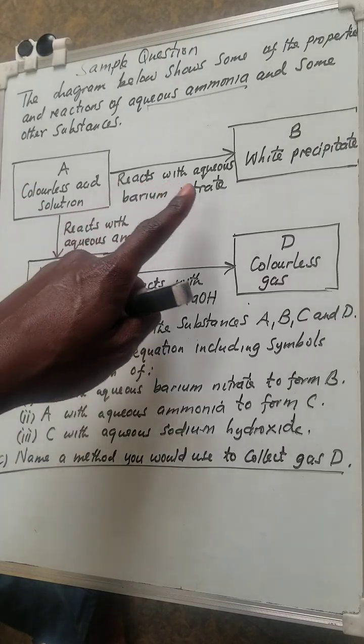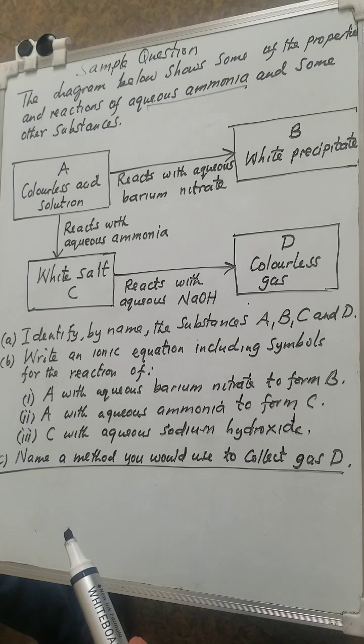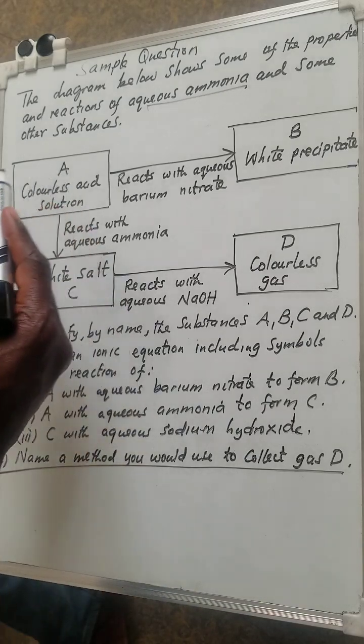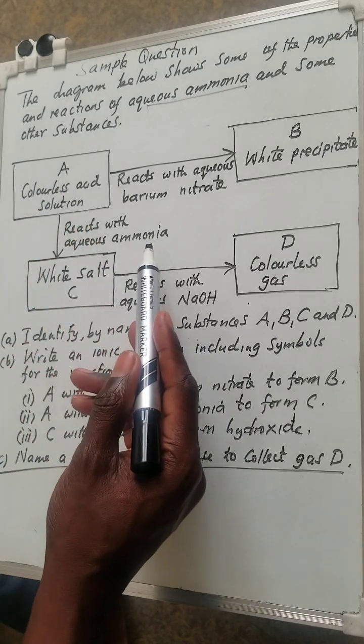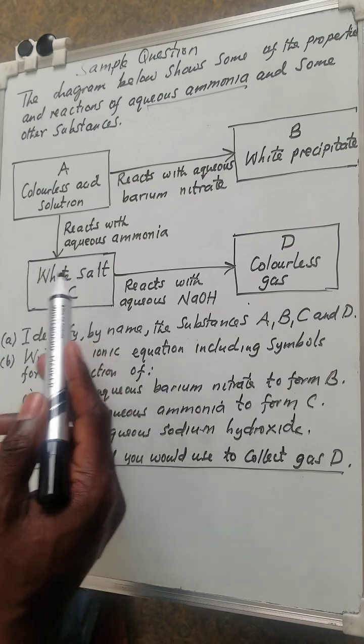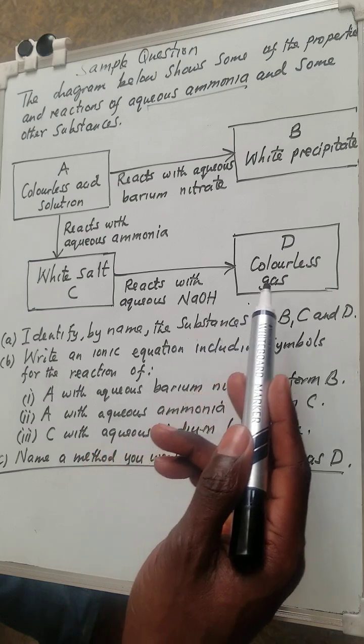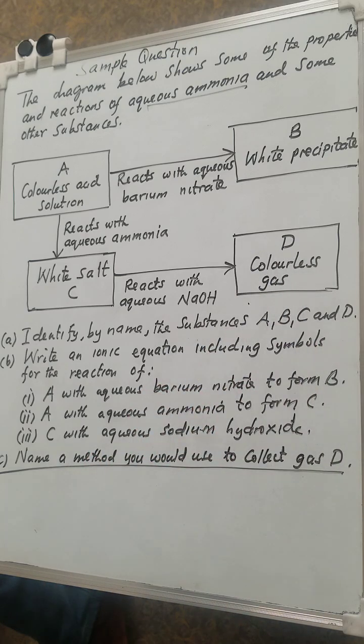They're telling us when it reacts with aqueous barium nitrate, it produces a white precipitate. At the same time, when this acid reacts with aqueous ammonia, it produces a white salt. But when this white salt reacts with aqueous sodium hydroxide, it produces a colorless gas. Obviously, because this is aqueous ammonia that we are involving, the gas that should be produced definitely should be ammonia gas.